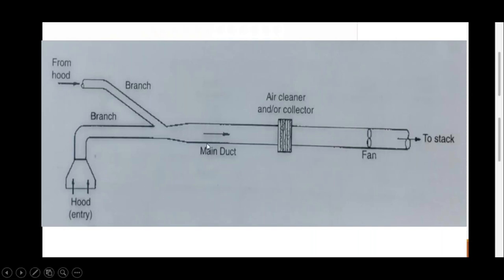If we have such an arrangement, and we have a sufficient capture velocity at the hood, which has sufficient power and sufficient velocity that it can capture the contaminant from the source of generation, and it doesn't allow the contaminant to spread in the room, then it will be called an arrangement for local exhaust ventilation.